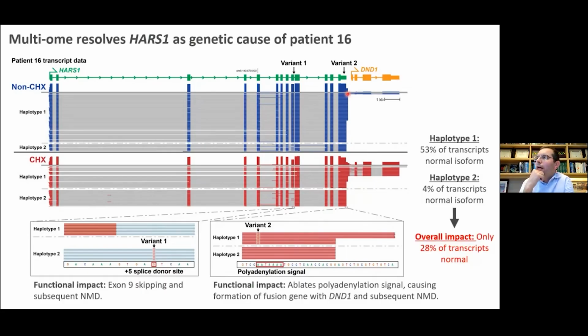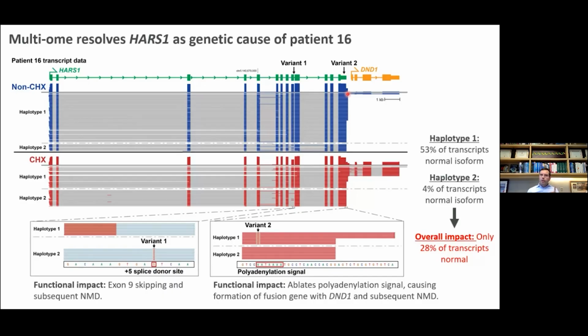Now, one critical aspect, and this is an important thing to remember, is that when you're collecting this functional data directly on patient samples, you get functional information. What I mean by that is, based on this, we were able to say that on these two haplotypes, this individual is only producing around 28% of the normal transcripts for HARS1.